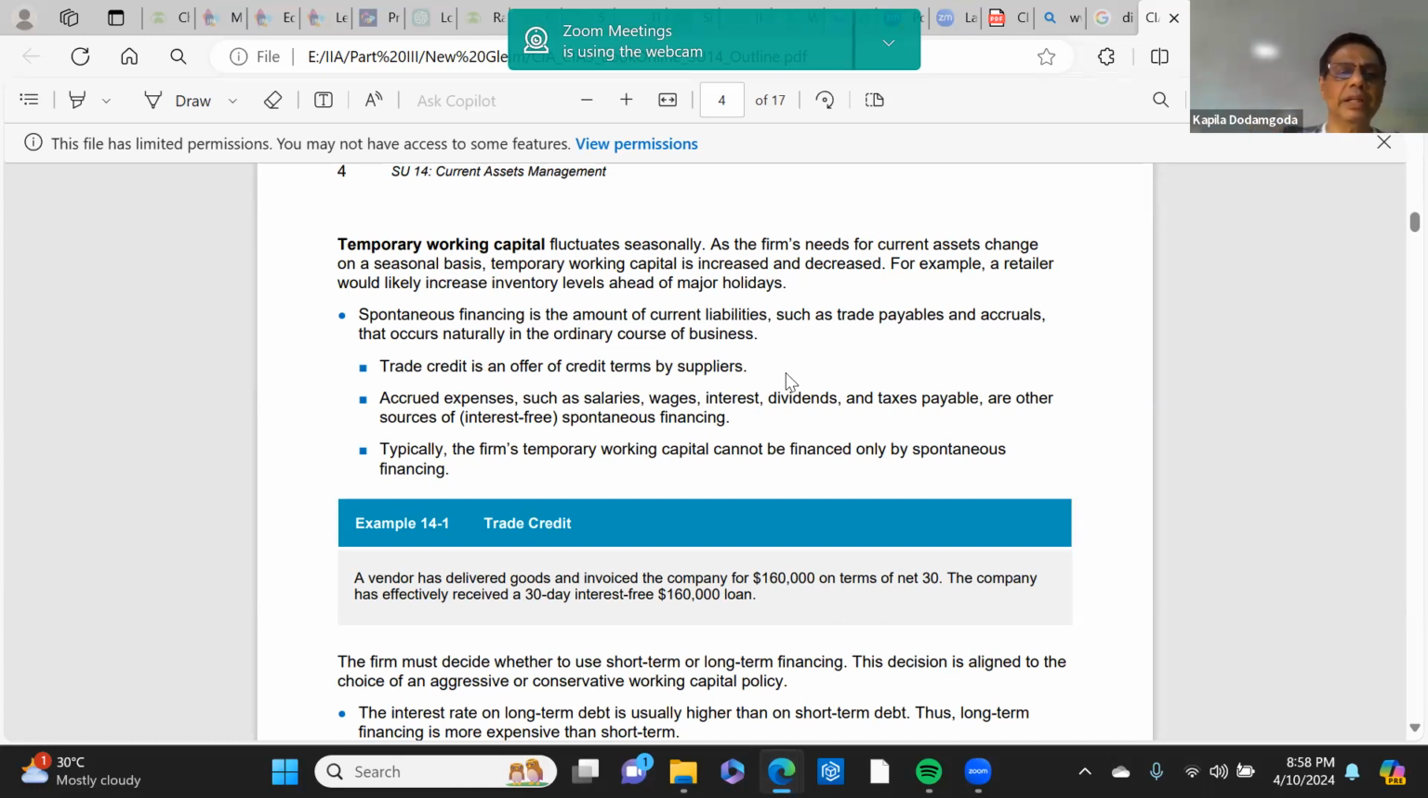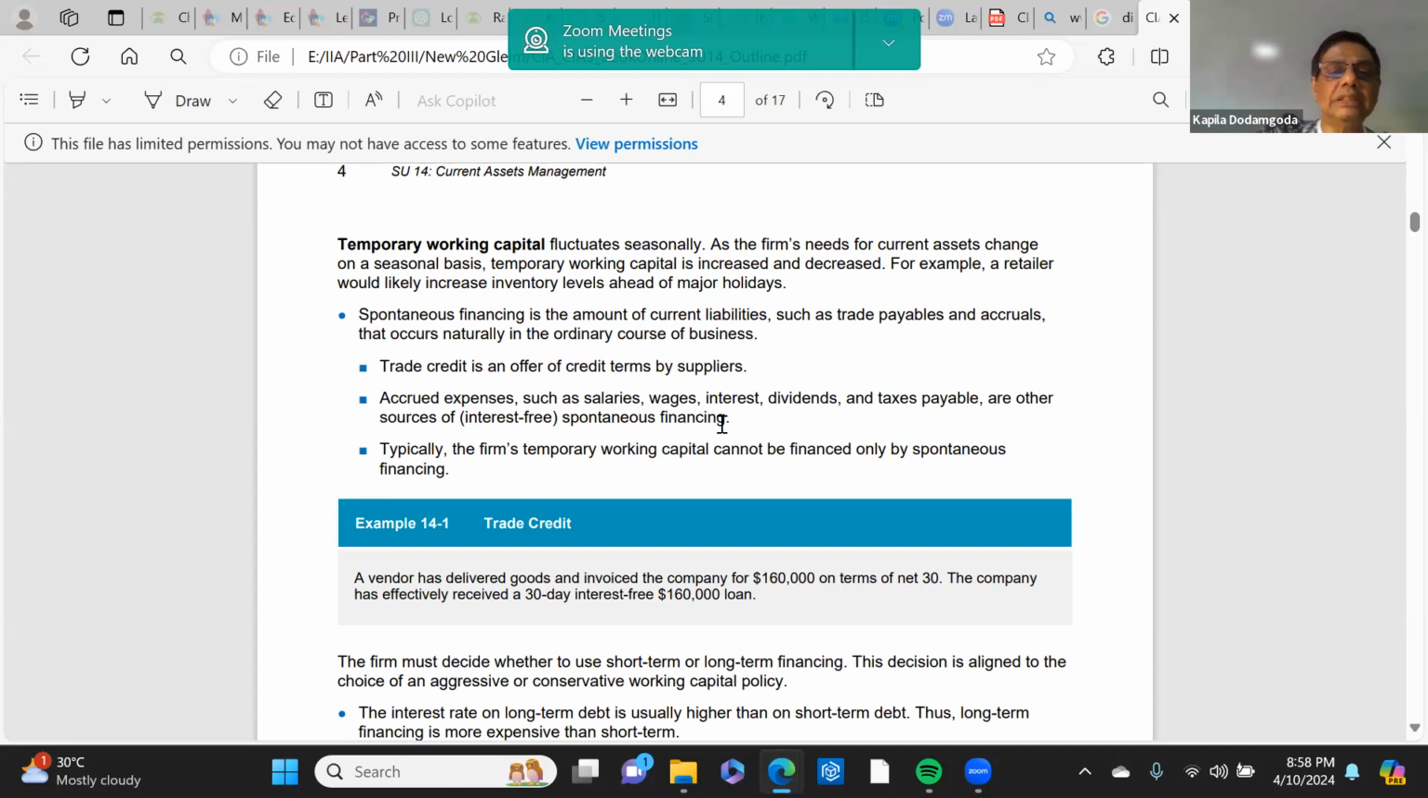Supplier gives you credit terms, so that is trade credit, obviously. Accrued expenses such as salaries, wages, interest, dividends, and taxes payable are other sources of interest-free spontaneous financing. Other than the trade credit, you are getting it free most of the time. The supplier gives you a credit period to settle, so you're very likely not paying anything extra, if it is known to the industry, to get that trade credit. So it's coming free.